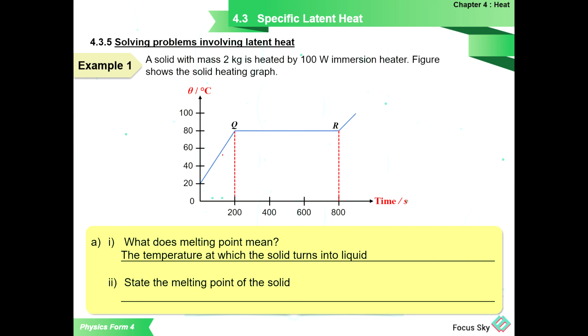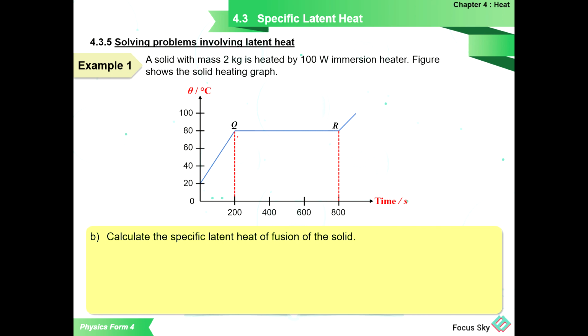Okay, so now we have simple calculation. A solid with mass 2 kg is heated by 100 watt emission of heater. What does melting point mean? Melting point means takat lebur. Takat lebur is where solid turns to liquid. So, ini senang lah. Semua boleh jawab. State the melting point. So, melting point 20 or 80. So, they start to melt. So, 80. No problem. Ini senang sangat. We go to the calculation.